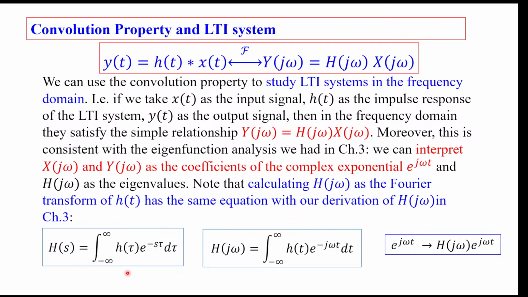Then we see that big H of s equals the integration of small h of tau e to the minus s tau d tau. And then we change s to j omega, so we restrict to the complex exponential e to the j omega t. Then we see that big H of j omega equals the integration of small h of t e to the minus j omega t dt. And we say this big H of j omega is the eigenvalue of e to the j omega t. That means you input e to the j omega t into your system, and the output is big H of j omega e to the j omega t. But you think a bit more about this.